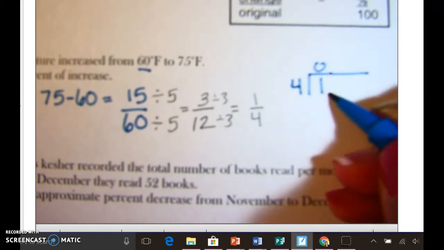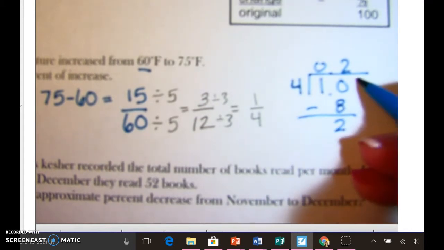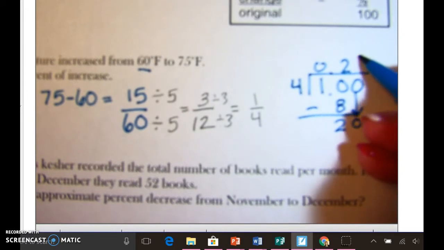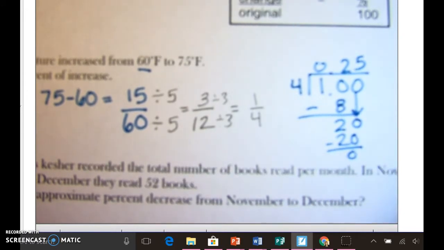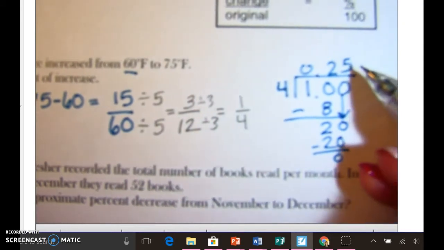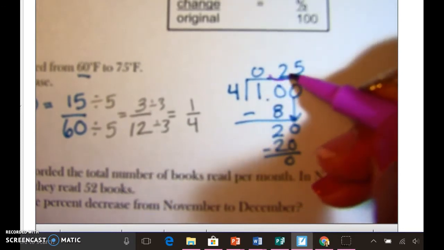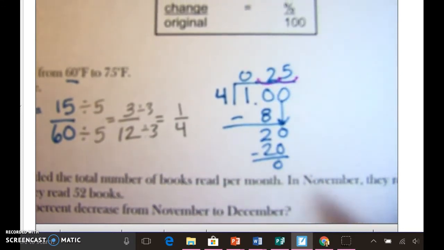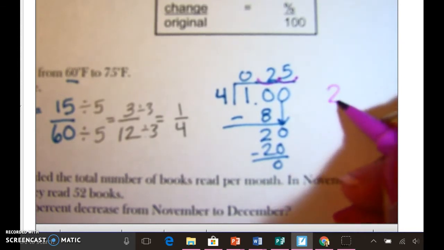4 can't go into 1. 4 can go into 10 2 times. I can add as many zeros behind the decimal as I'd like. The 4 can go into 20 5 times. So I have a decimal, and I need to change it to a percent by moving the decimal over 2 places. Moving the decimal over 2 places signifies multiplying times 100. A percent is out of 100. So the percent of increase was 25%.